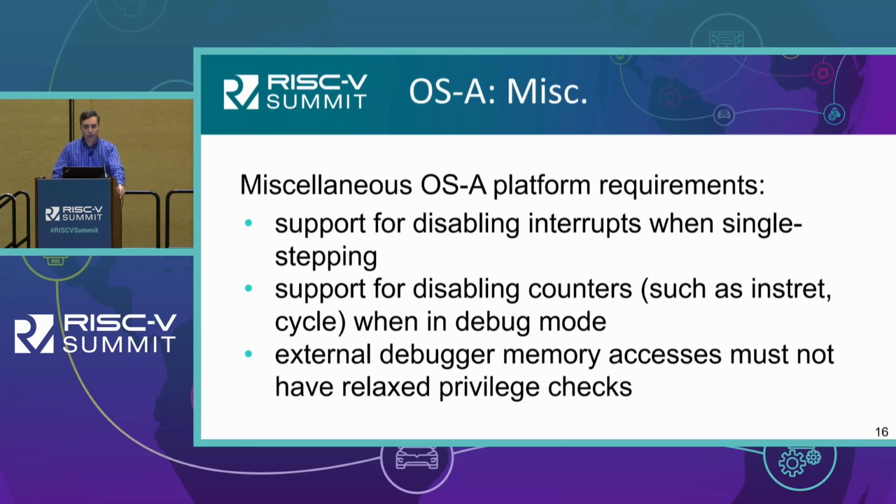The architecture also allows something called relaxed privilege checks. That's not really a good idea. It's not allowed in OSA because the debugger really needs to be able to see memory from the point of view of the thing being debugged, and if the debuggee is not able to access memory, the debugger needs to be aware of that.